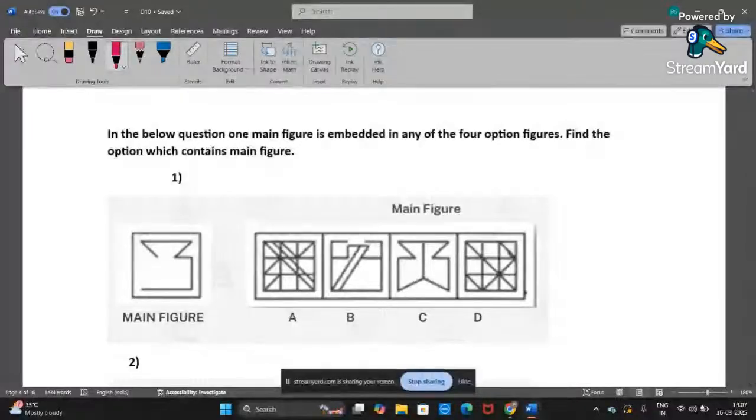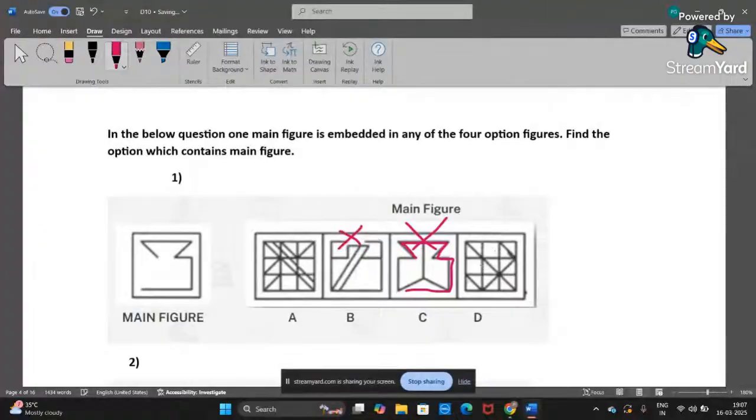This one is similar to this. We'll check. See, not possible because here the straight line is not there. So this is not the option. Here also we need the straight line, but here it is not continuous. So this is also not the option.